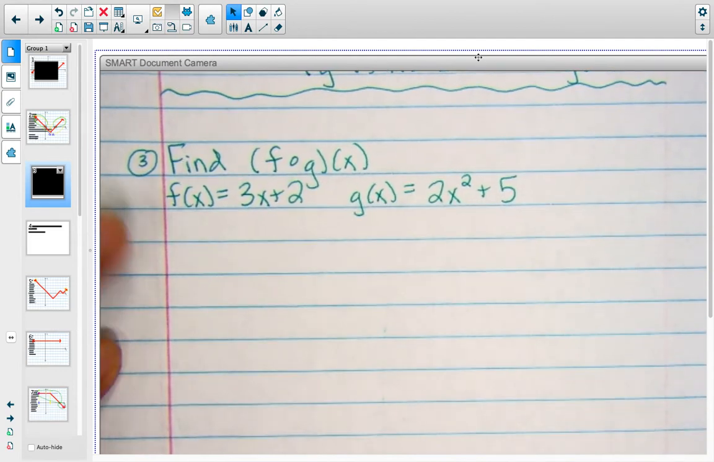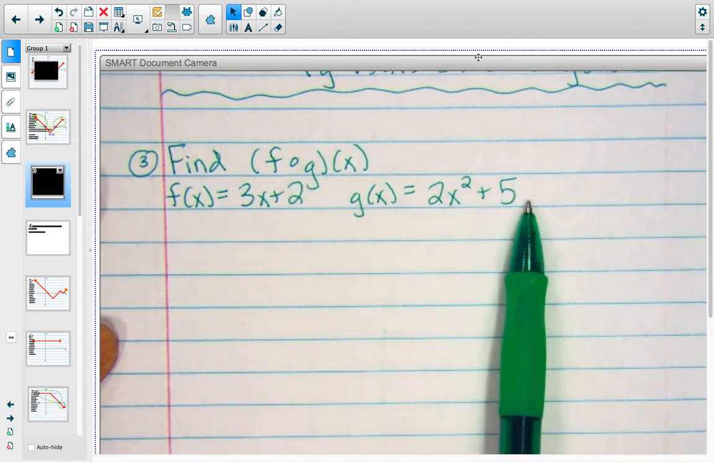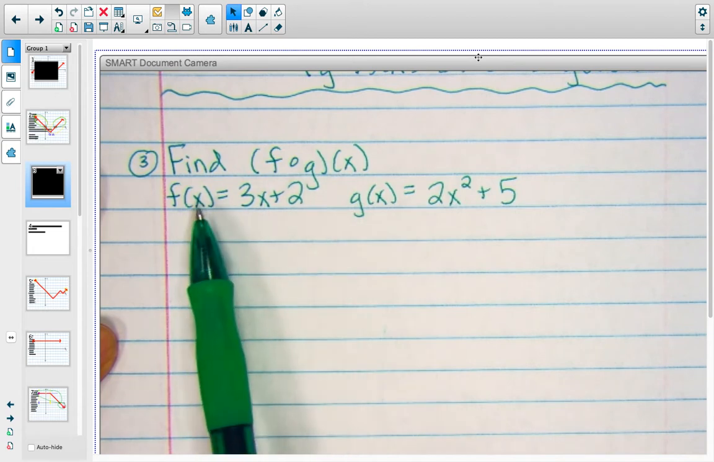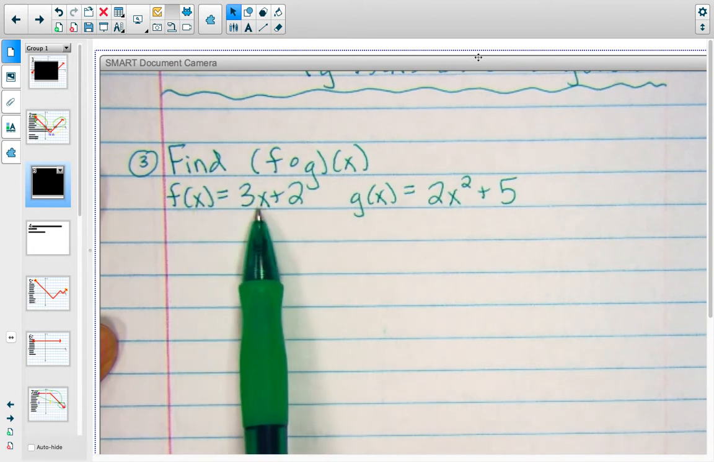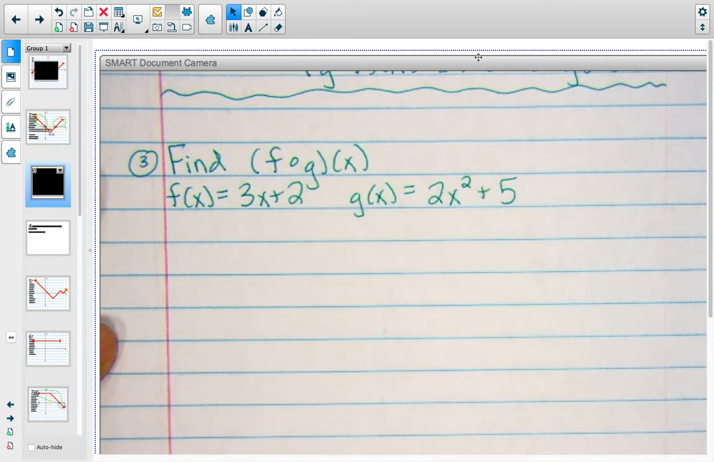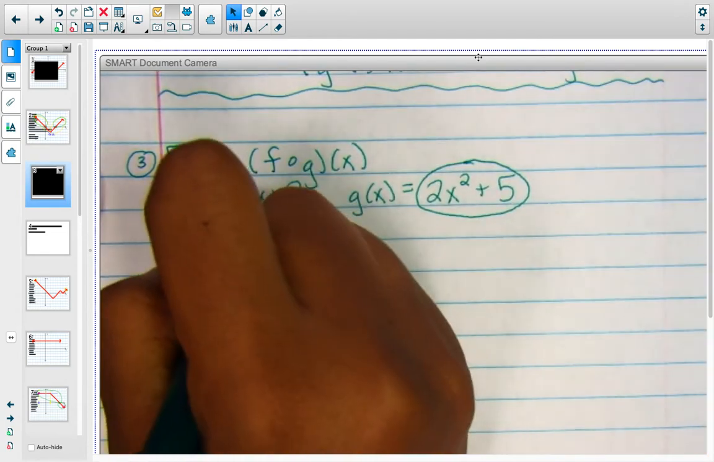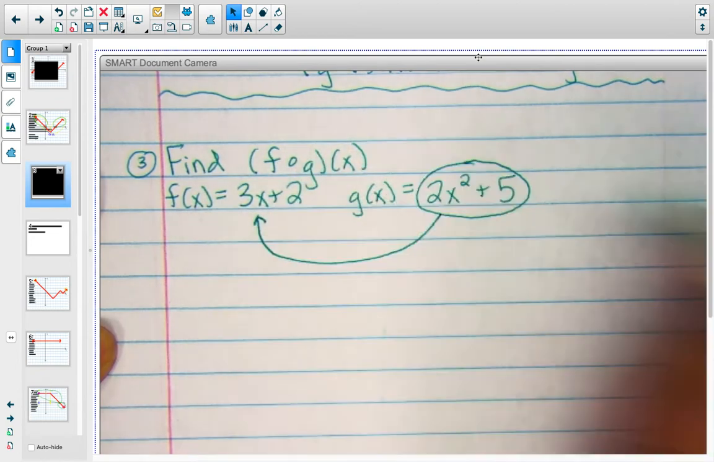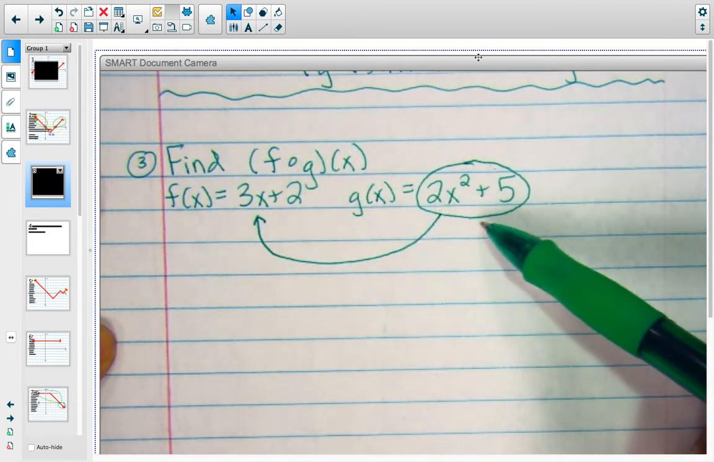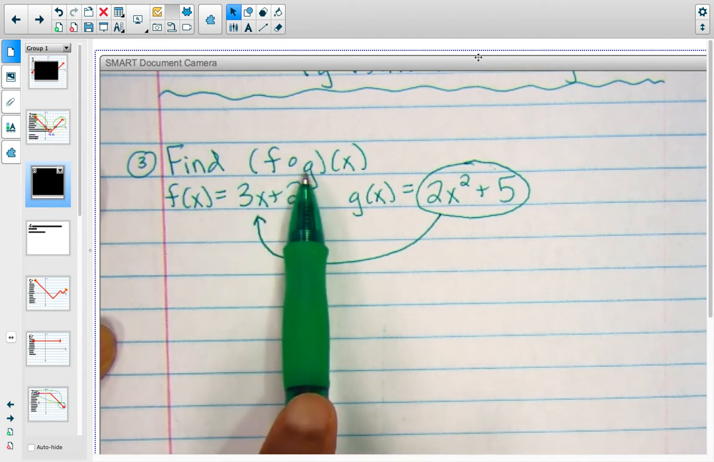Number 3, find f of g of x. This means to take our g, which is 2x squared plus 5, and I'm going to substitute that into f. When you make a substitution, your variable is no longer there. You're getting rid of it, and you're replacing it with 2x squared plus 5. Sometimes it may be helpful to circle and kind of draw arrows so you can see what you're substituting in. So I am substituting 2x squared plus 5 into x because it says to take g and plug it in.